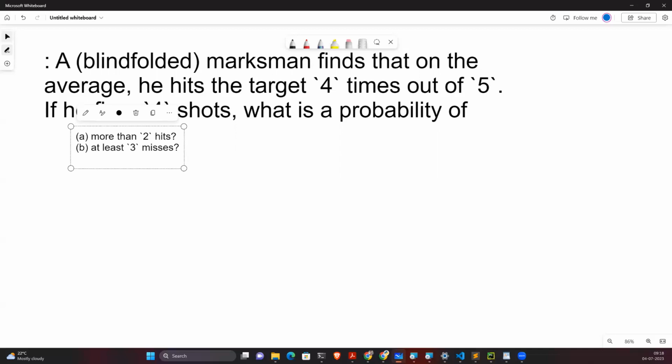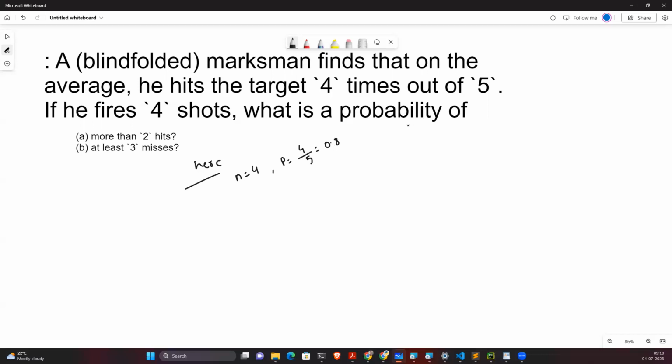Okay. So here a few things are given. Number one, n is what? 4. And p is what? The probability we are going to calculate, right? Out of 5, 4 times he is going to hit the target. So the probability will be 4 by 5. Can anybody calculate this? 0.8? Yes, sir. 0.8.